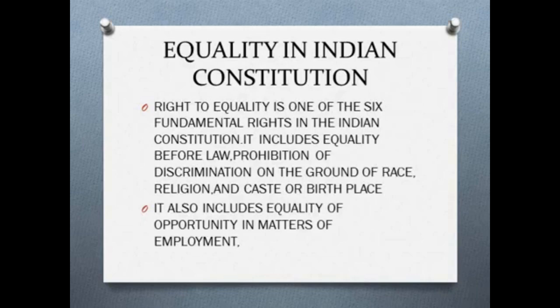The Indian Constitution is the world's largest written constitution. At its enactment, it had 395 articles, 22 parts, and 8 schedules. Now it has become 448 articles, 25 parts, and 12 schedules.